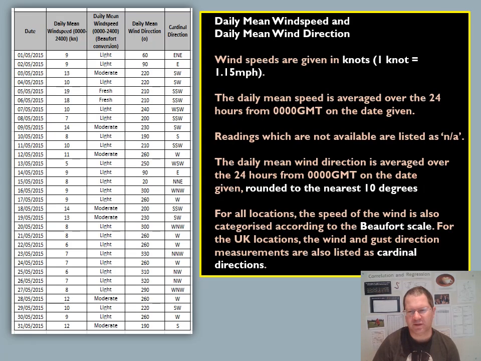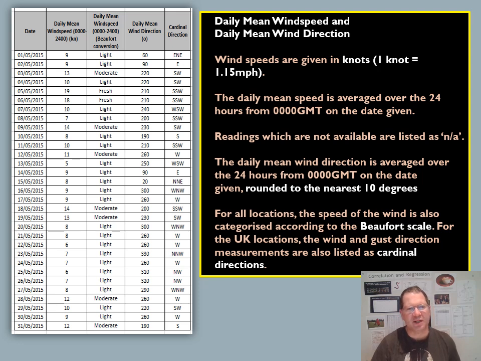So far we've only seen individual columns. Now we see 4 columns all grouped together because they're related to each other: daily mean wind speed and daily mean wind direction. They're not grouped together on the actual spreadsheet; I've done that. On the 1st of May, the daily mean wind speed between midnight and the following midnight was 9 knots. 1 knot is 1.15 miles per hour. You need to know that conversion. They won't tell you it, but they might ask you to convert between knots and miles per hour.